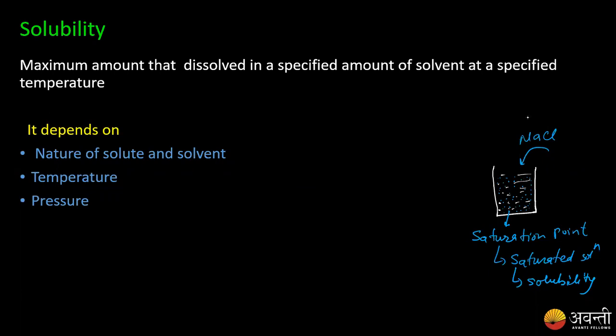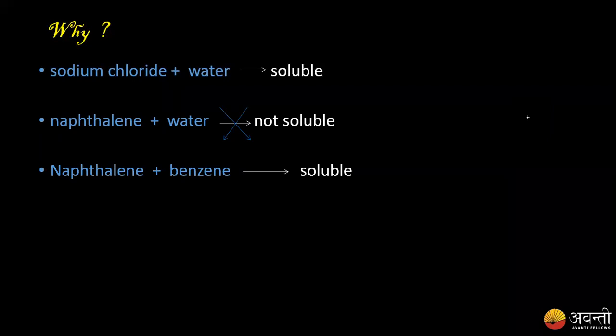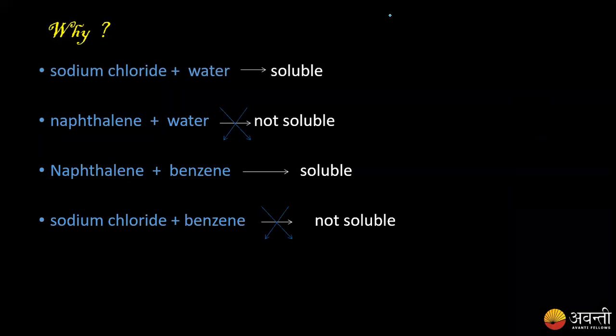Okay, then. So let's talk about the nature of solute and solvent, and how solubility is dependent on it. I want to give you some examples. I will tell you whether they are soluble or not, and you have to tell me why. First one is sodium chloride and water. They are soluble. Naphthalene and water are non-soluble. Naphthalene and benzene are soluble, but sodium chloride and benzene are non-soluble. These are four examples.